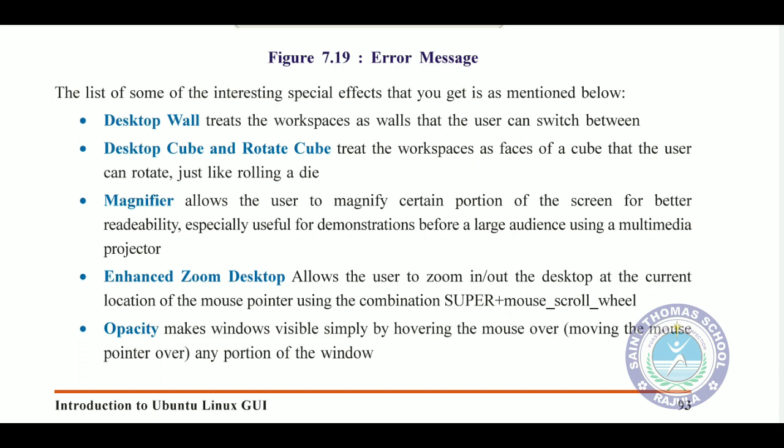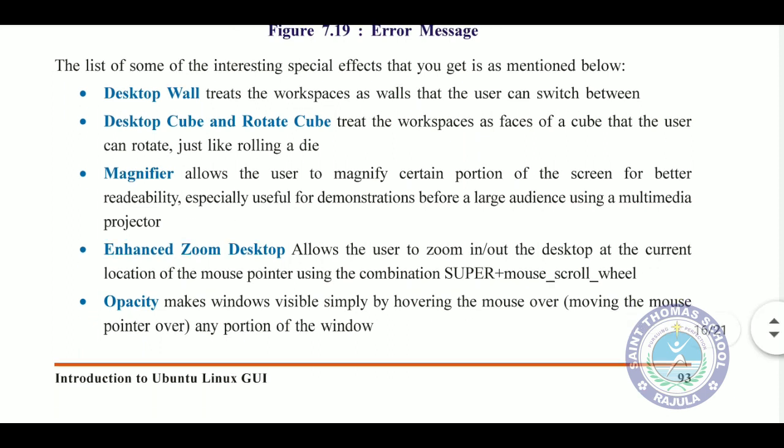Next is the opacity. Opacity makes windows visible simply by hovering the mouse over, meaning moving the mouse pointer over, any portion of the window. We can see it here just by hovering the mouse over that particular area.